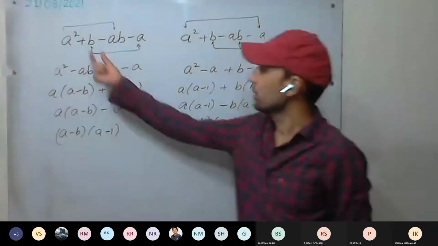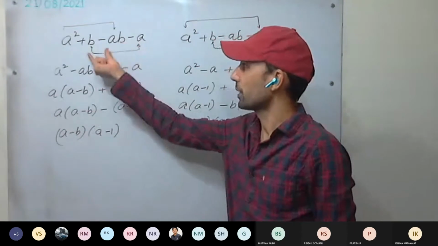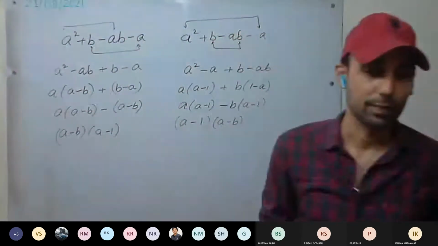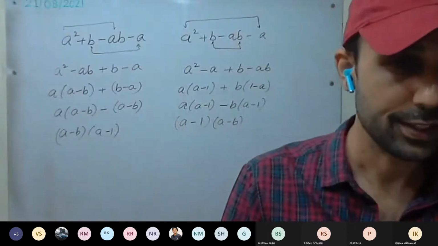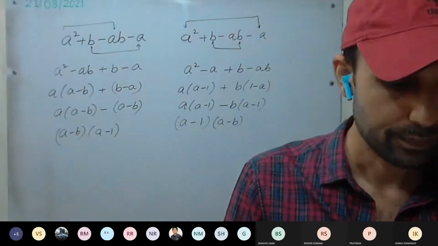Which groups are not possible? First and second, third and fourth. That group won't be possible. If we group them, grouping is possible, but we won't be able to factorize them. Is this clear? Okay, try next one.